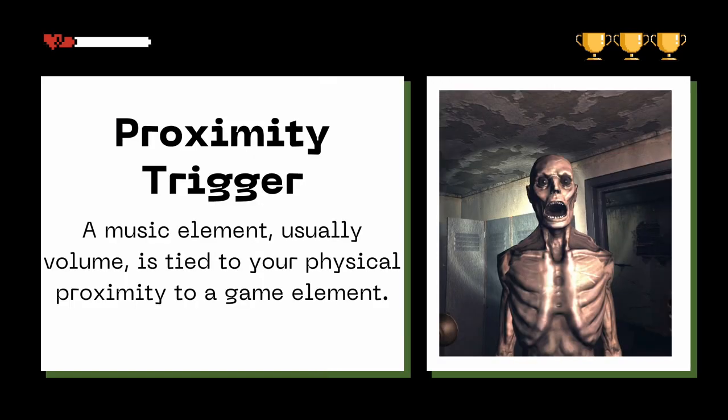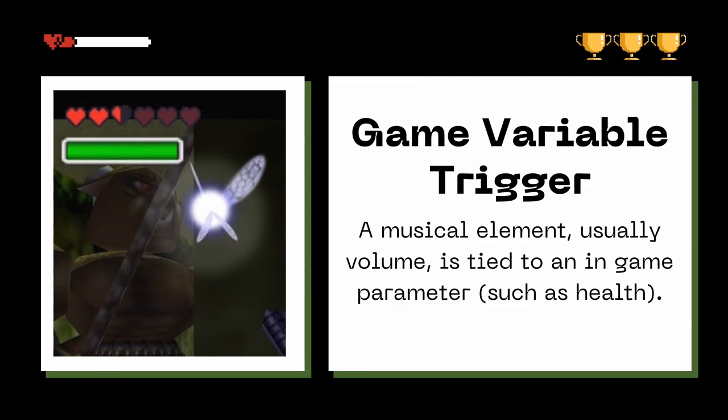A proximity trigger is when a musical element, usually volume, is tied to your physical proximity to a game element. So an example of this might be the music for a secret area getting louder as you approach it. A game variable trigger exists when some game parameter's value is linked to a musical element, again usually volume. So an example of this would be controlling the volume of a tension layer depending on how many enemies are on screen, or controlling the volume of a health layer, depending on how low your health was.